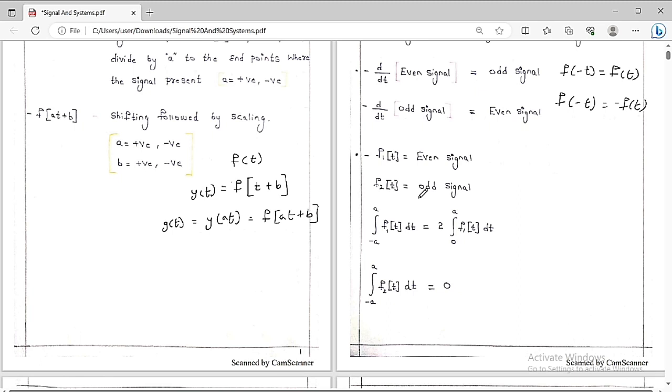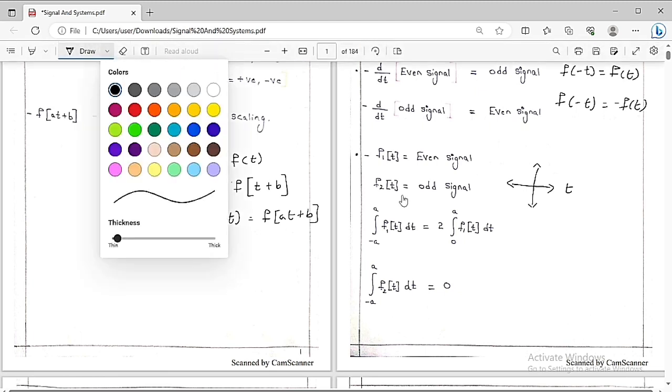Whereas f2 of t is an odd signal, therefore the integration from minus a to a of f2 of t dt is equal to 0, because I have already explained this in an easy manner. These things you always have to keep in mind. Let me draw a small picture so that you can easily understand what I am trying to tell you. You can see clearly here.